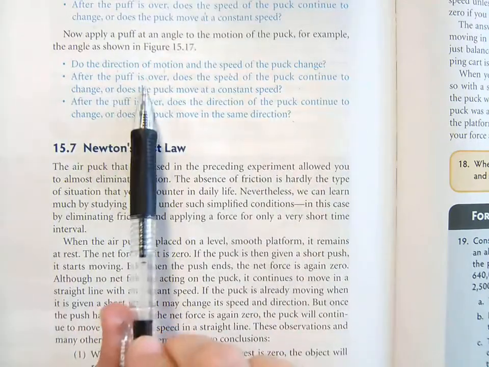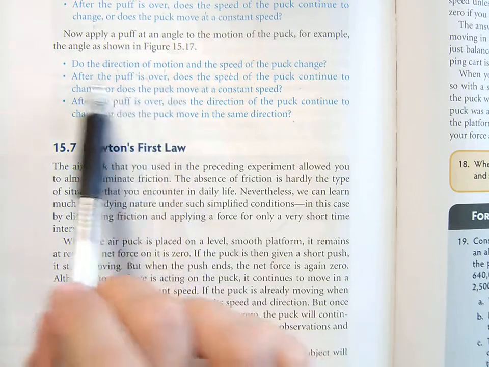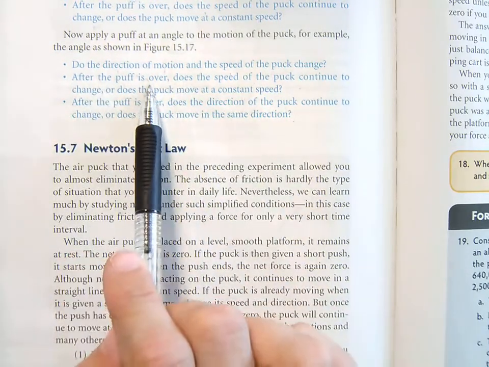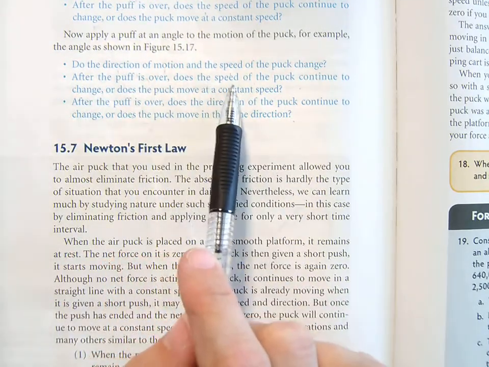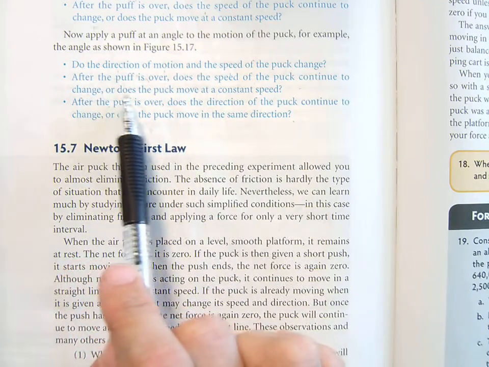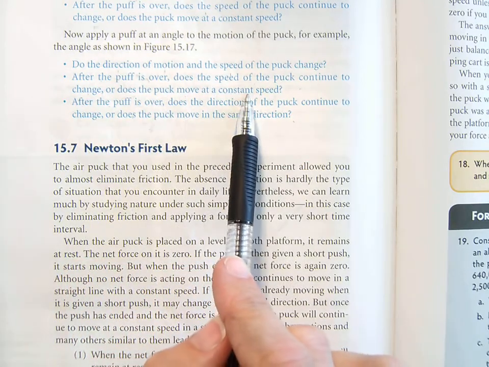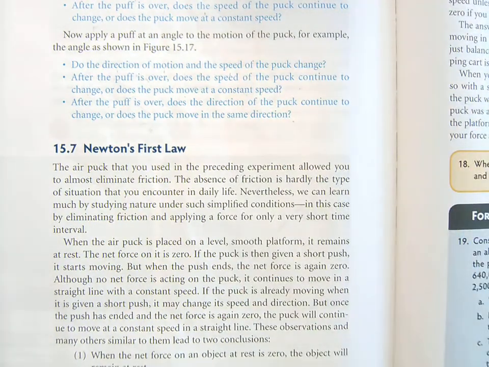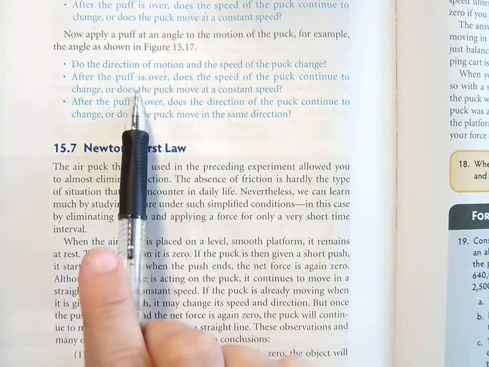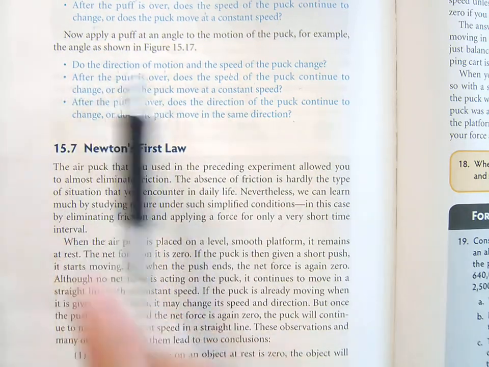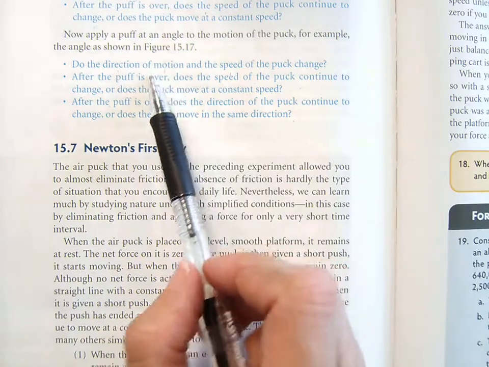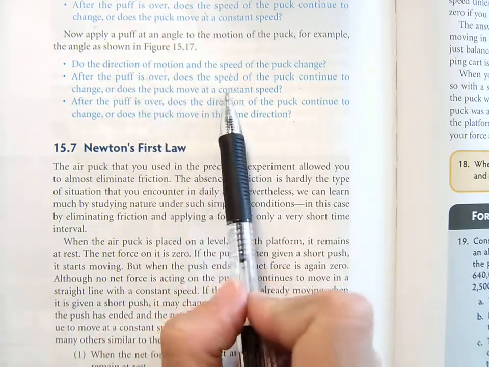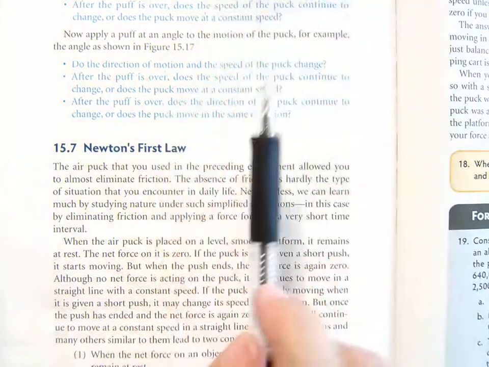The last two blue dots then ask about, once it's changed, after the puff is over, does the speed of the puck continue to change, or does the puck move at a constant speed? This is exactly like the two before this that ask about if its speed continues to change or if it stays at a constant speed. Once that puff is over, so apply a quick puff at an angle, the speed will change but then remain constant, just like it did up here.